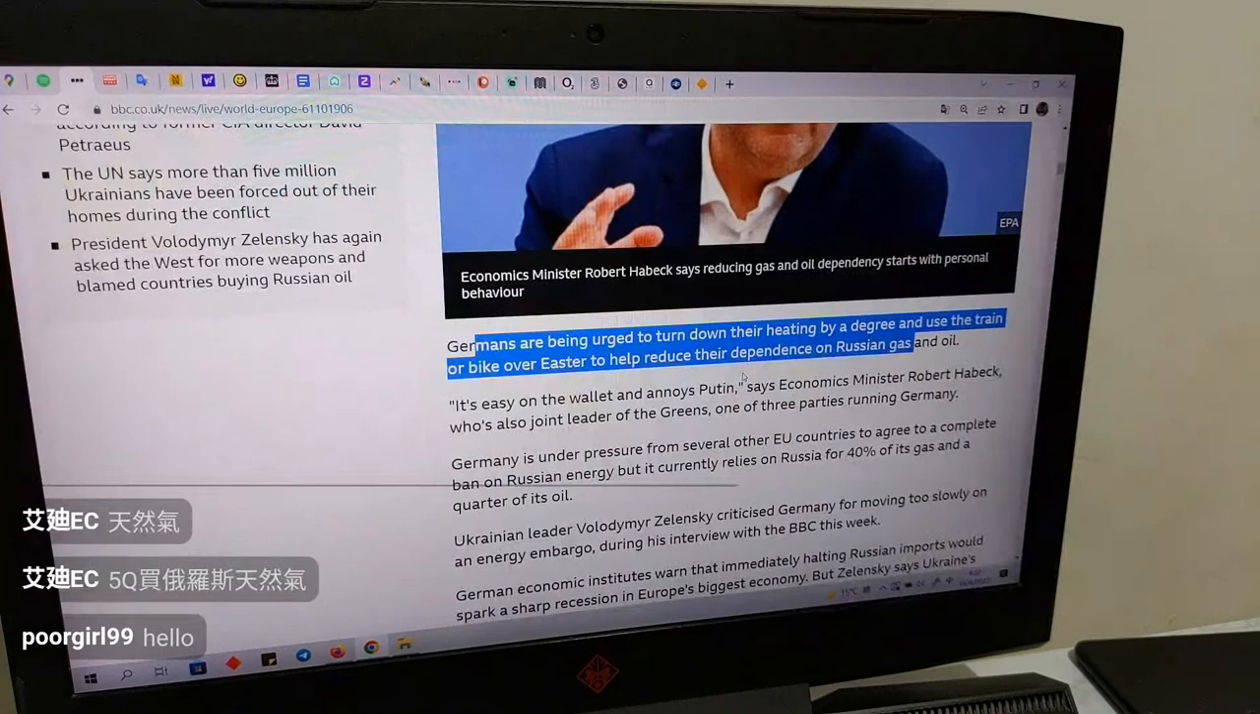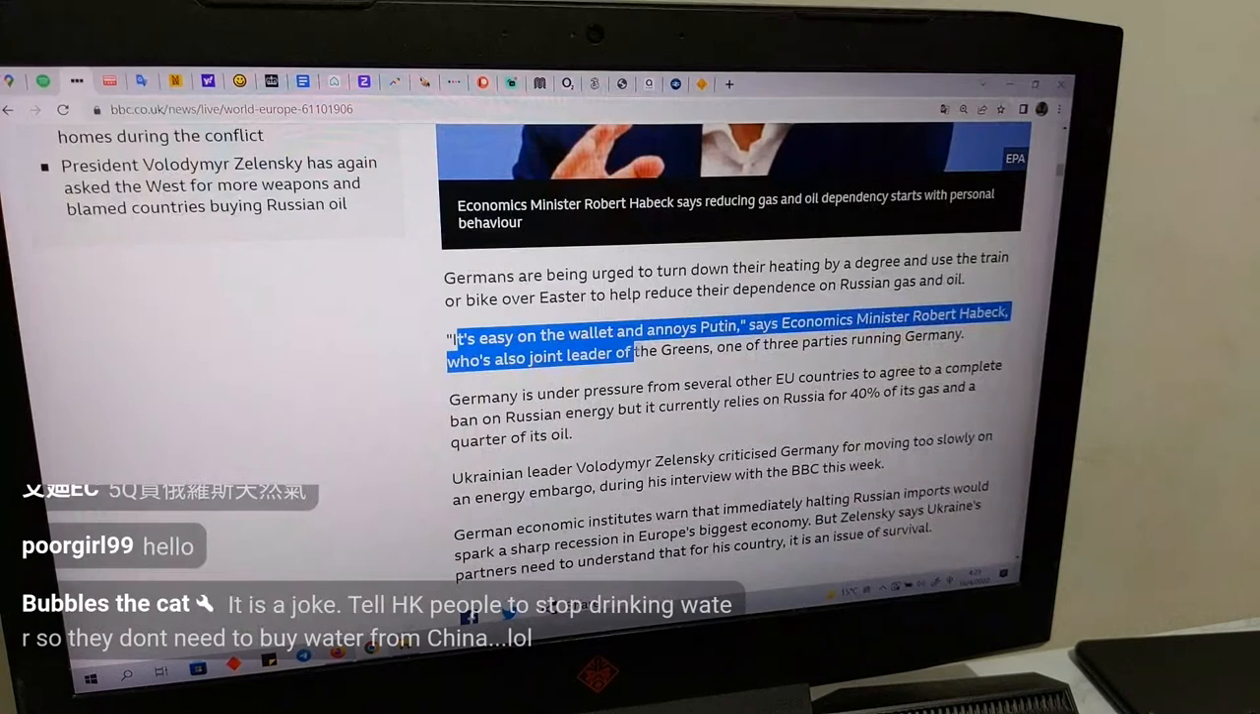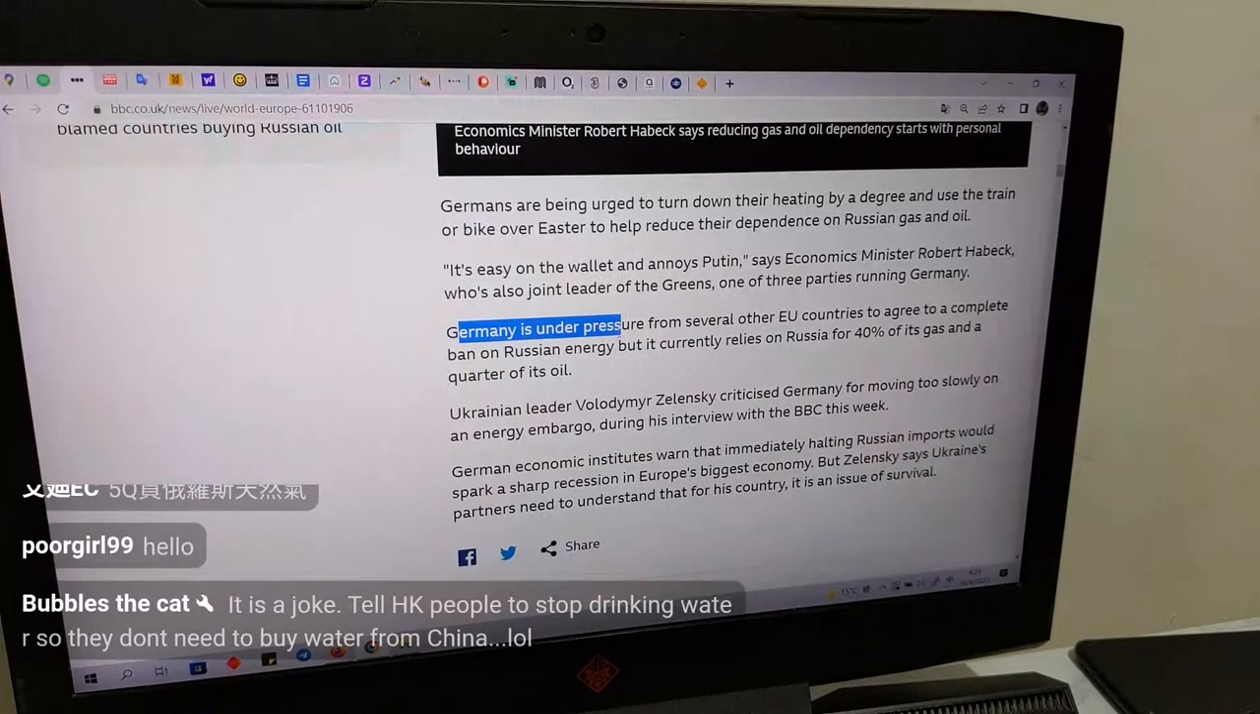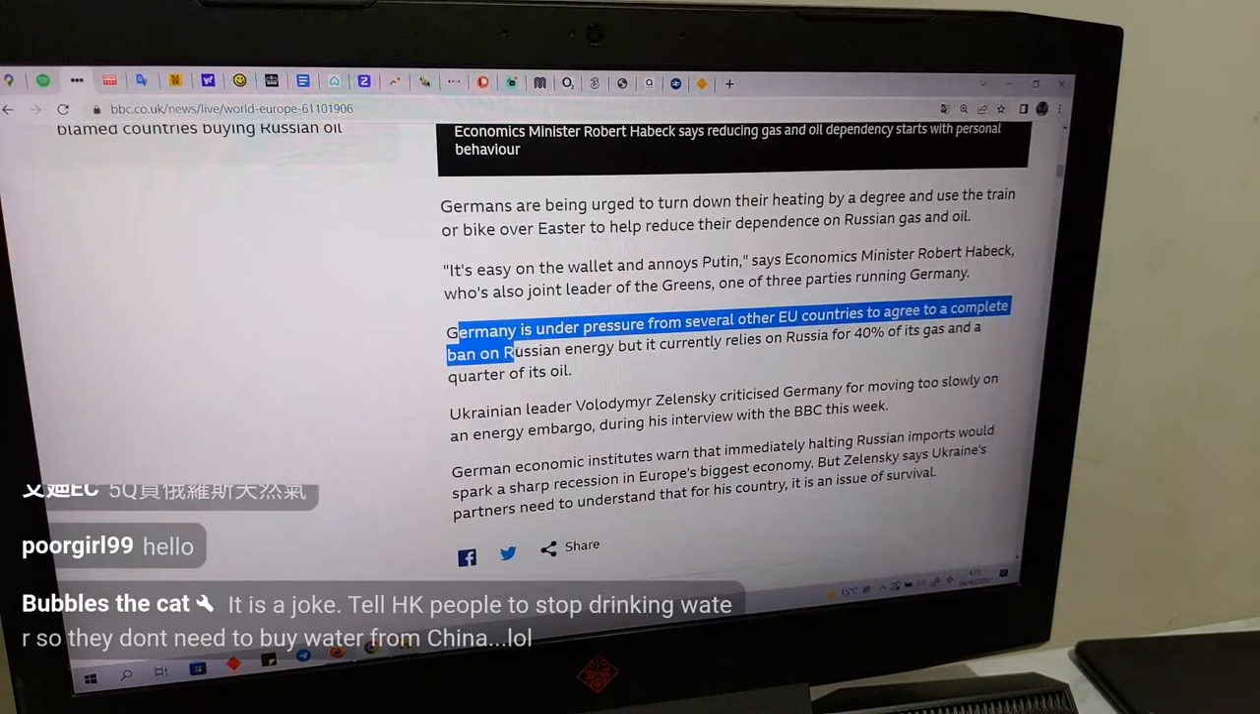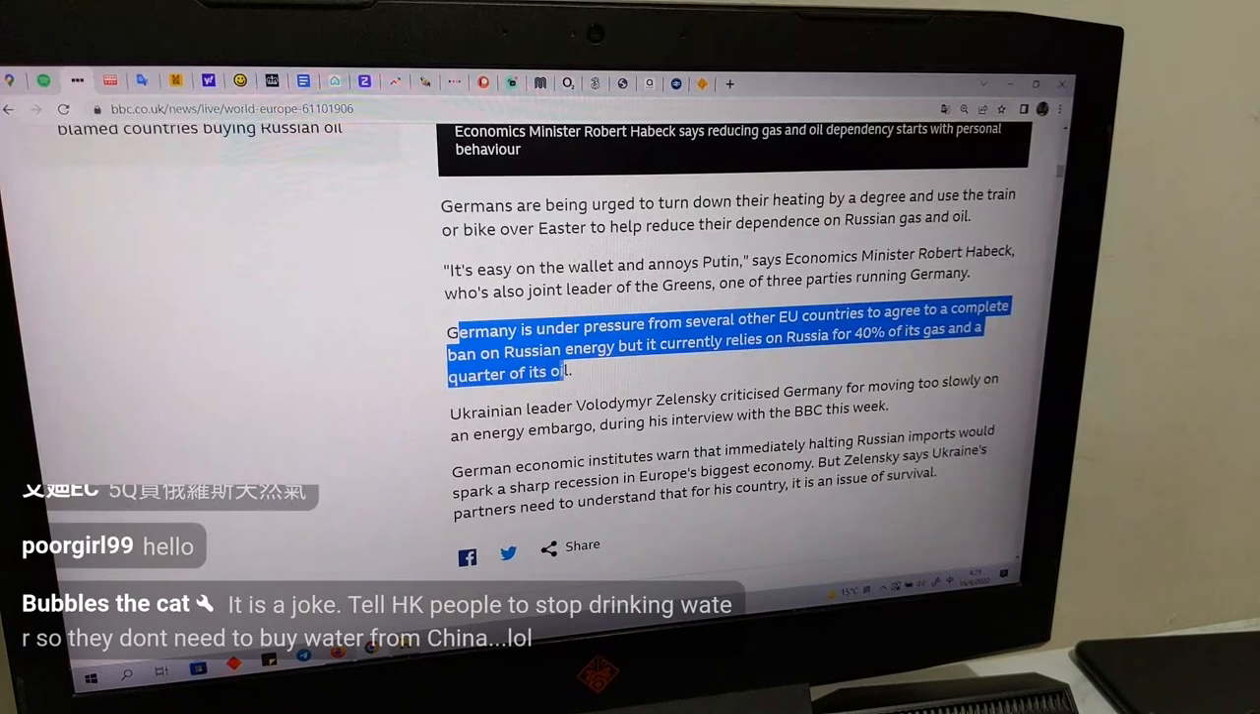It's easy on the wallet and annoys Putin, says Economic Minister Robert Habeck, who also joined leaders of the Greens, one of three parties running Germany. Germany is under pressure from several other EU countries to agree to a complete ban of Russian energy, but it currently relies on Russia for 40% of its gas and a quarter of its oil.